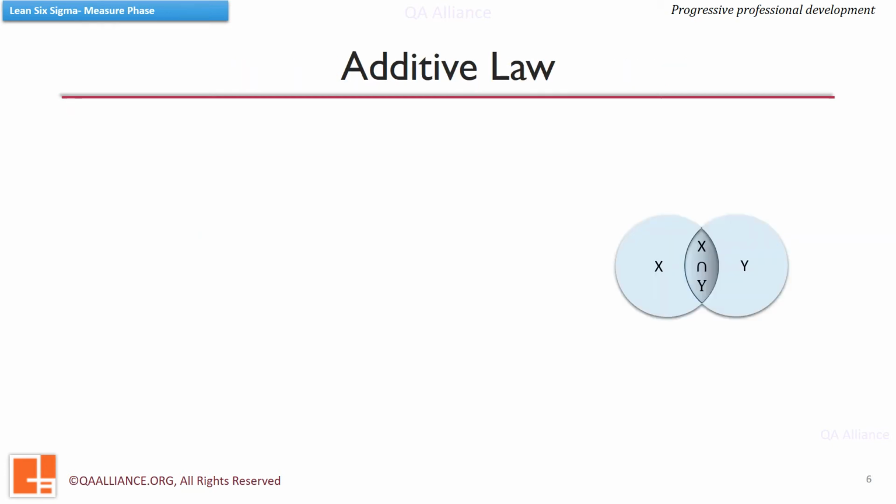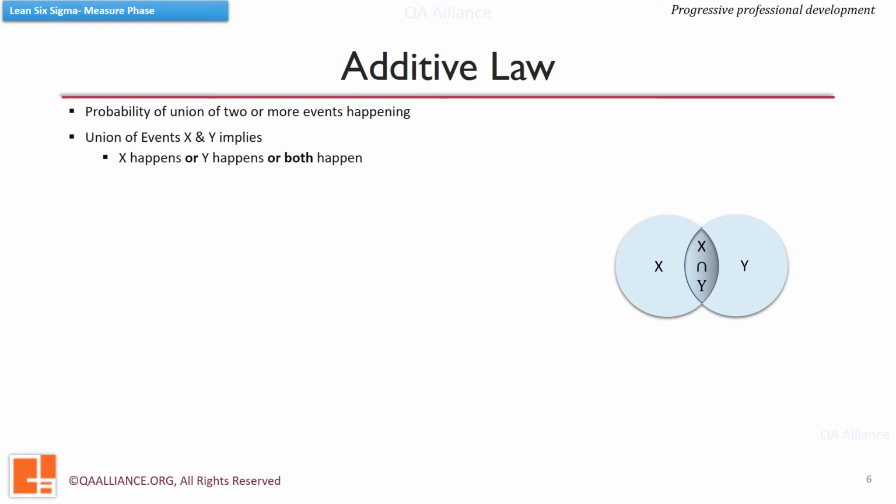Now, let us understand about the laws of probability. First law is the additive law, which says that the probability of 2 or more events happening together is the union of them. So, we have 2 events X and Y. The union of events implies that either X happens, or Y happens, or both happen simultaneously. This can be represented in this equation. Probability of X union Y is equal to probability of X plus probability of Y minus probability of X intersection Y.